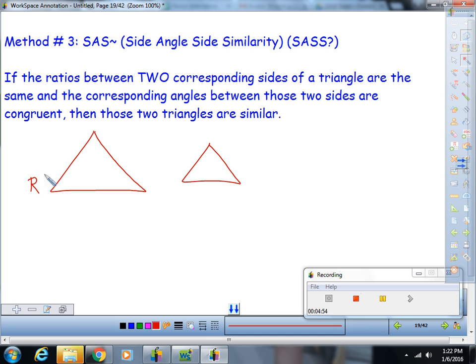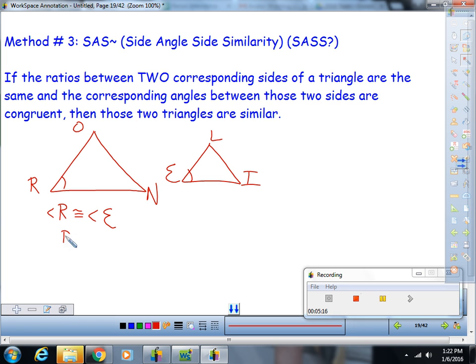Ron and Eli. Okay? And you know that angle R is congruent to angle E.